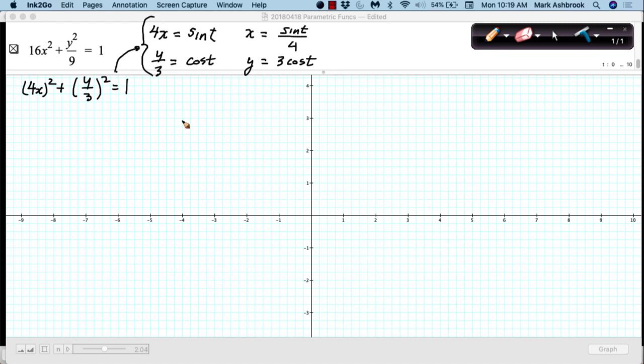If 4x was sine t and y over 3 was cosine t, would that be consistent with this relationship here? Would this still be true? Sure. Sine squared plus cosine squared equals 1. So we have x equals sine t over 4, y equals 3 cosine t.